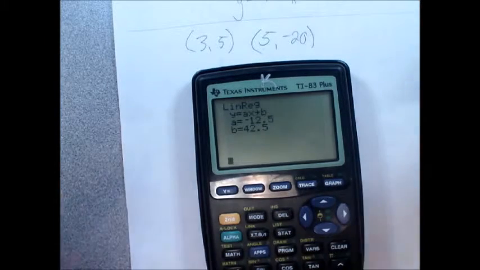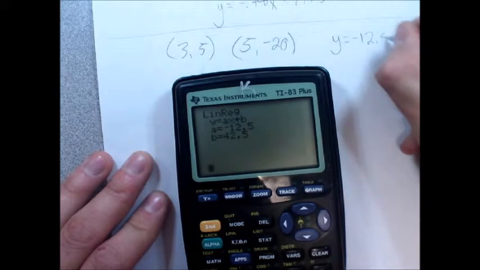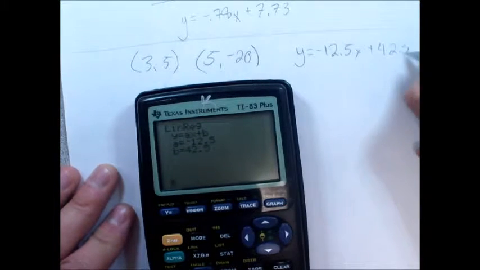So it gives you exactly what your line would be, and you could write down this line to either plug it in to your calculator here in a second, or you could get your calculator to plug it in for you. 42.5.